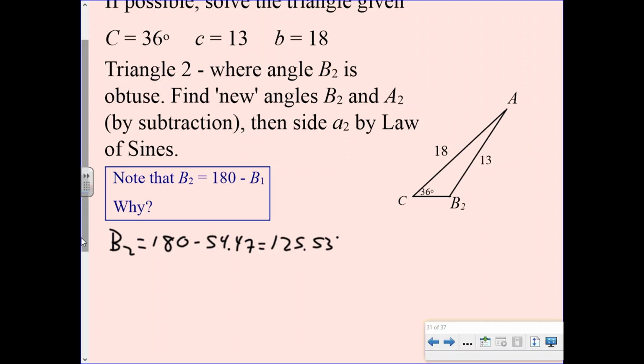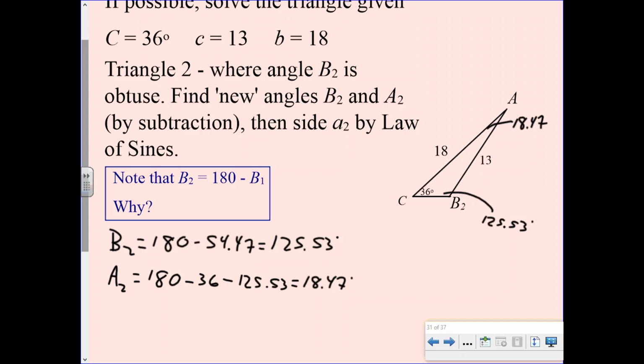And again, that's going to be that little fat angle right there. Okay, and angle A, I want to call it A2. Again, it's another subtraction problem. So now I've got, for the whole triangle, 180 minus 36, that's still my angle C, minus my 125.53 that I just found. And that's going to end up being 18.47. Okay, and that's that little skinny angle up here on top.